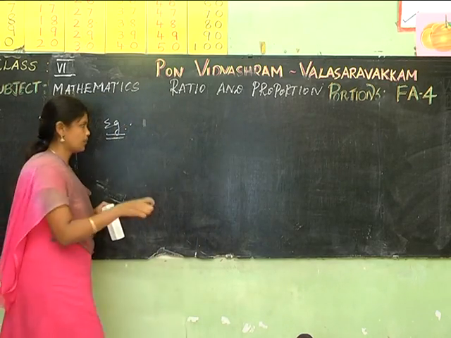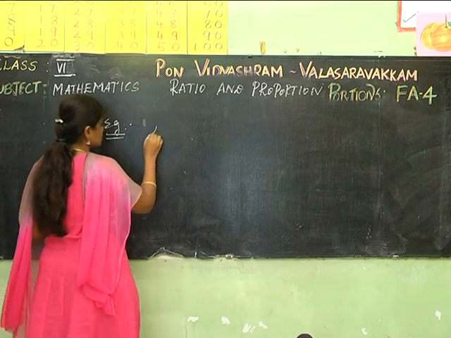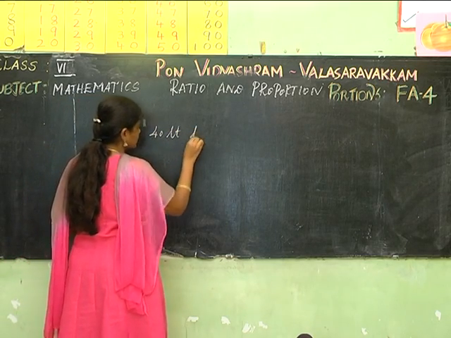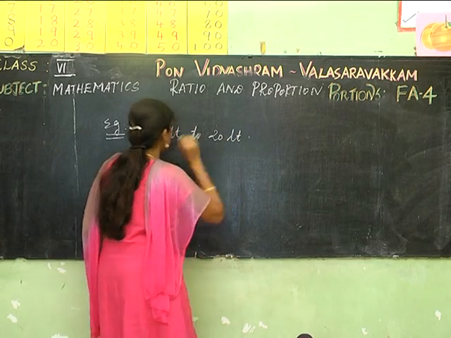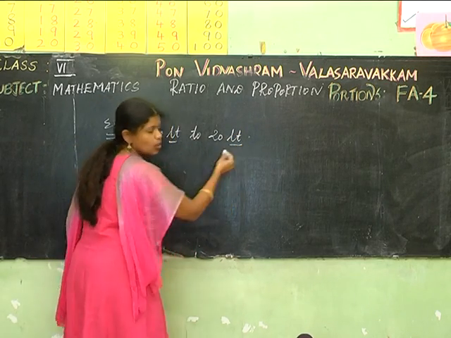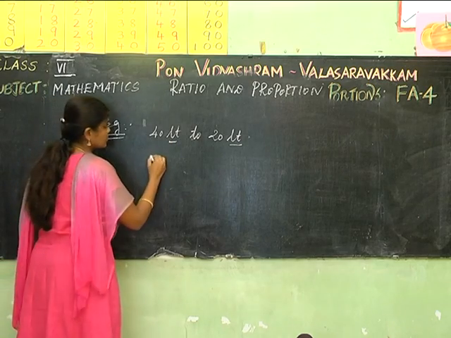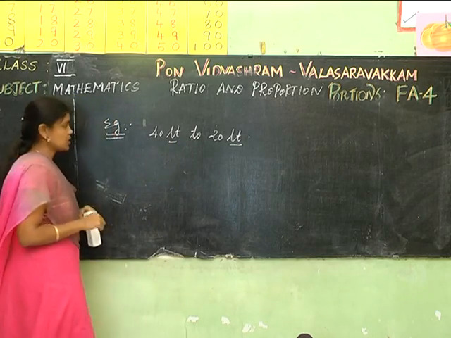The units should be the same. For example, consider 40 liter to 20 liter. See, the units are same. So we can convert this into simplest form.